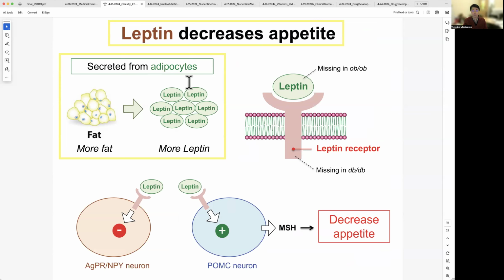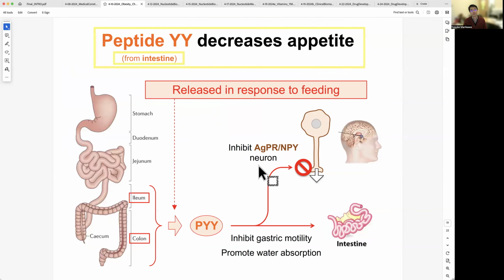Know that leptin is secreted from adipocytes. So if you have more fat, you're going to end up having more leptin in your circulation. And leptin affects the hypothalamus to decrease appetite. Leptin decreases appetite, you need to know that. And leptin is secreted from adipocytes, that's also something you need to know.